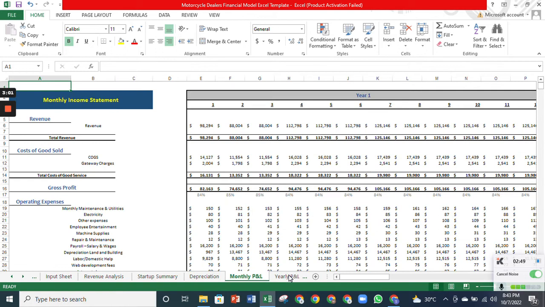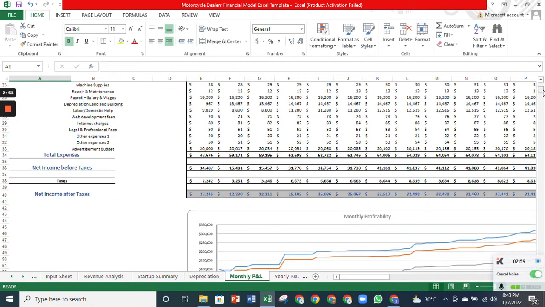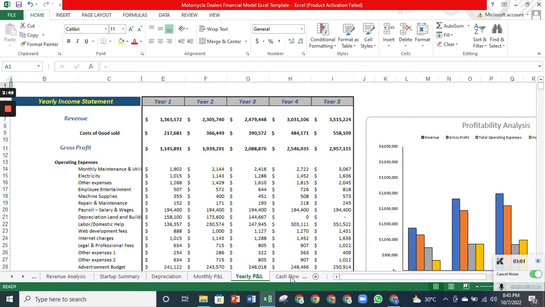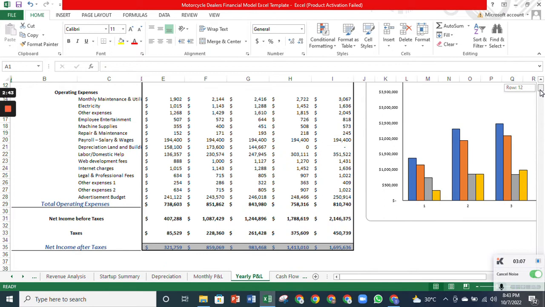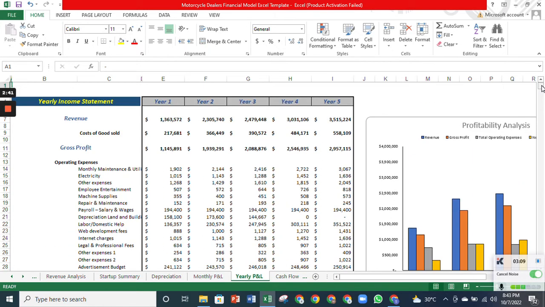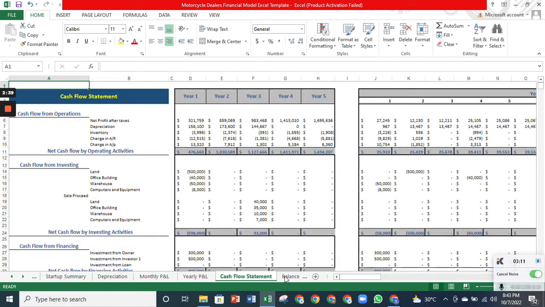The monthly profit and loss statement will give you information about the revenue you will generate, operating income, net income you'll be earning, and the expenses you will incur in each month. The yearly profit and loss statement is a summary of the monthly profit and loss statement, and it gives you the yearly revenue, expenses, and profit.